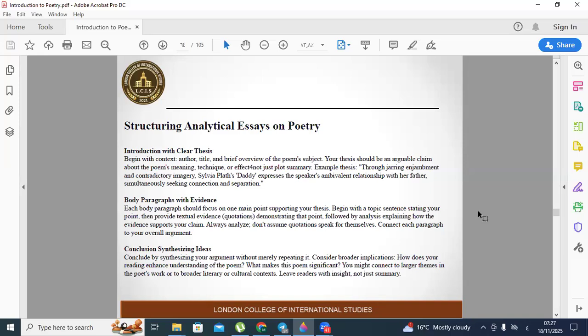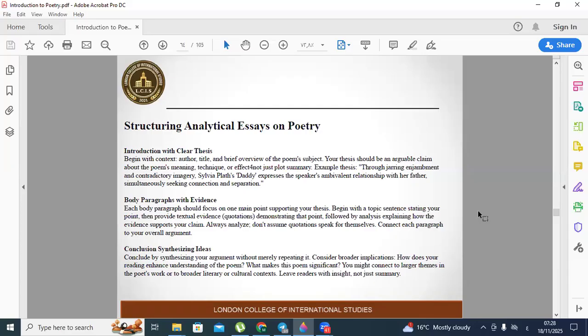Body paragraphs should each focus on one main point supporting your thesis. Begin with a topic sentence stating your point, then provide textual evidence through quotations, followed by analysis, examining how the evidence supports your claim. Always analyze, do not assume quotations speak for themselves. Connect each paragraph to your overall argument.